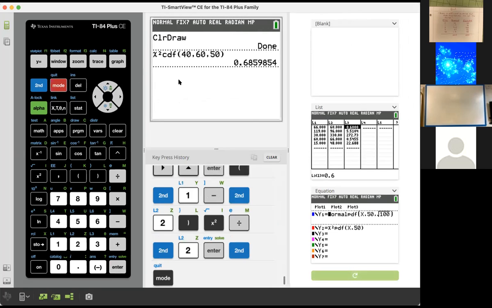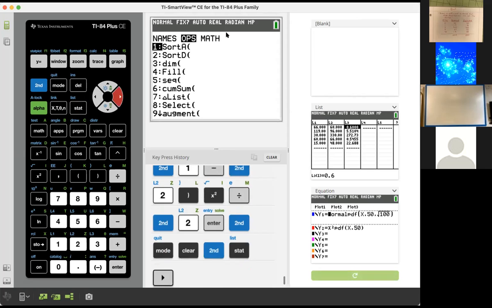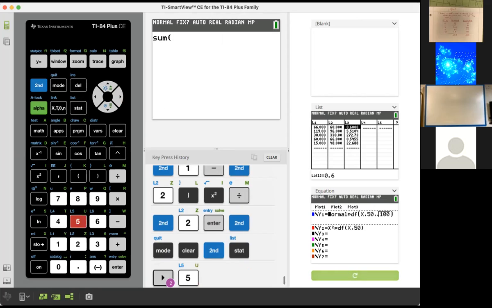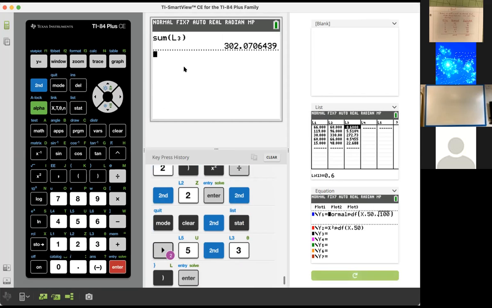So let's go back to our home screen and clear that home screen. And under math or list, I can get this command called sum, number 5. I could sum list 3. So what's the sum of list 3? Oops, that does not look good. Oh, I know why it doesn't look good, because I was supposed to be summing list 3, wasn't I? Something is wrong, because I don't have 302.